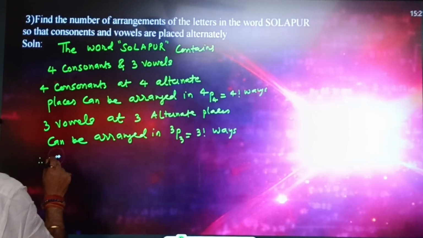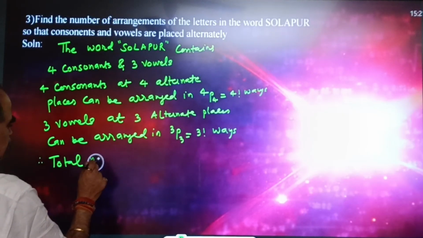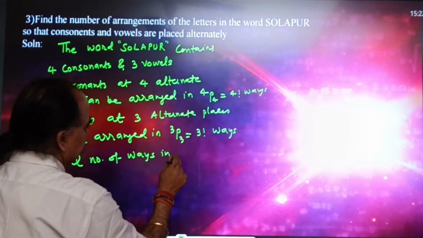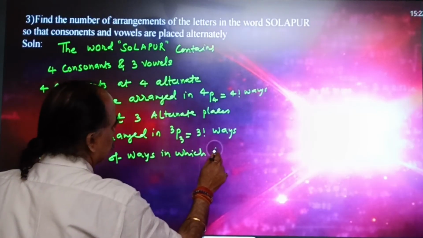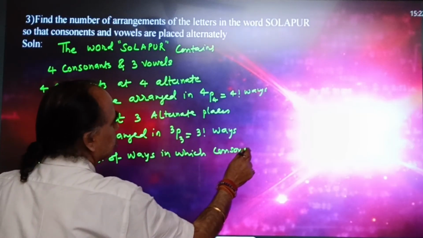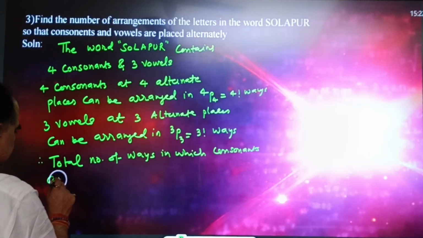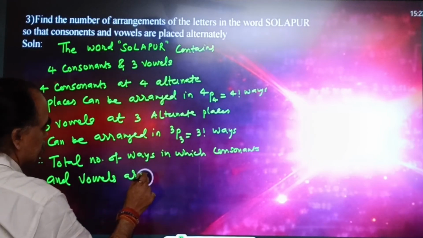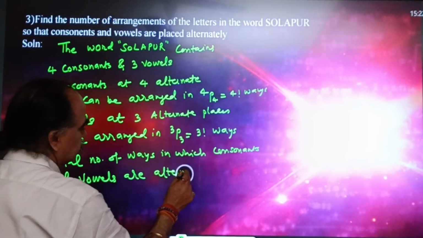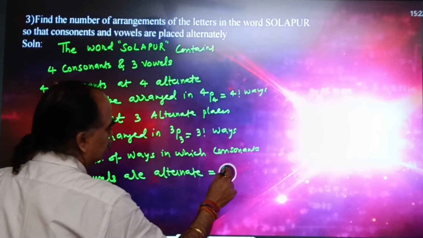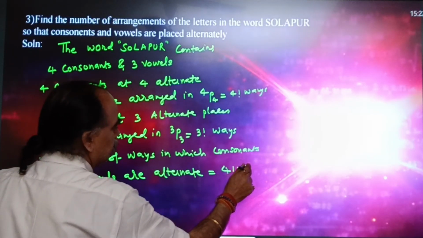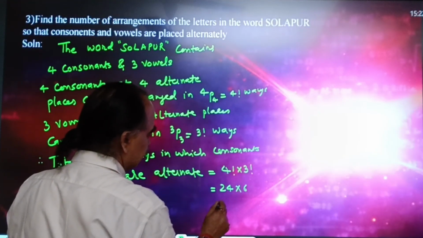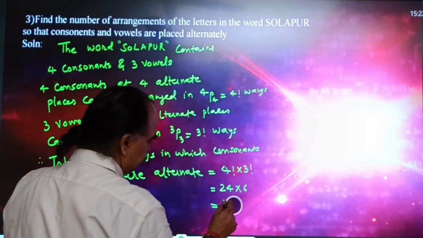Therefore, the total number of ways in which consonants and vowels are alternate is equal to 4 factorial into 3 factorial, 24 into 6, which is 144 ways.